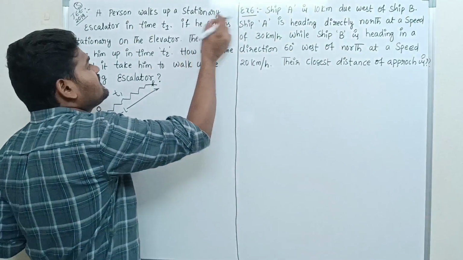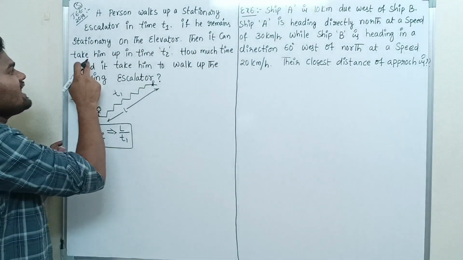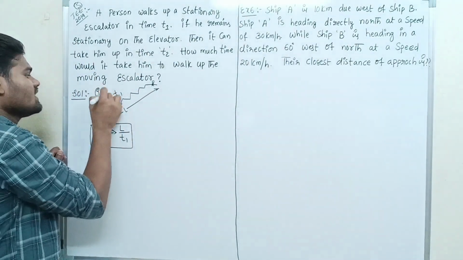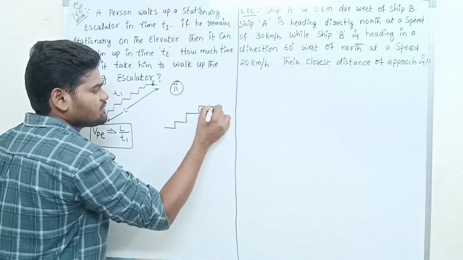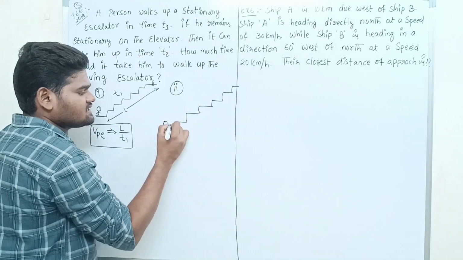Next, if he remains stationary on the escalator, then it can take him up in the time t2. Now what happened? This is case 1. In case 2, now the person is in a stationary condition. That means his velocity is 0. So velocity of person is equal to 0.